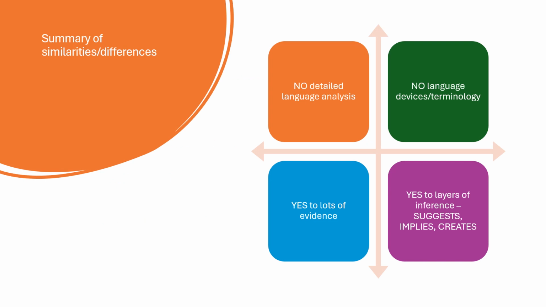Now in the summary, unlike every other question we ask you to do in English, you do not analyse language. You don't use language devices and terminology in your answer. But you do use lots of evidence and you do build up layers of inference using verbs of inference such as suggests, implies, creates. And I'll show you an example in a moment. So you do not use language devices. You don't identify similes, metaphors, personification, zoomorphism, repetition, juxtaposition. You don't do that. And I'll show you an example now.